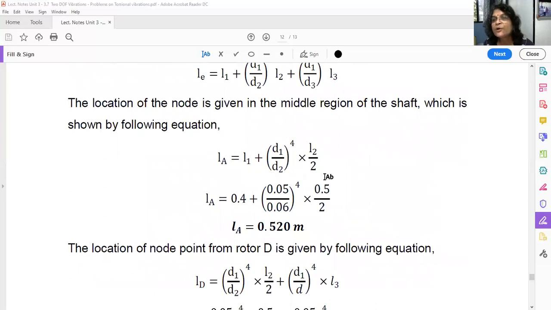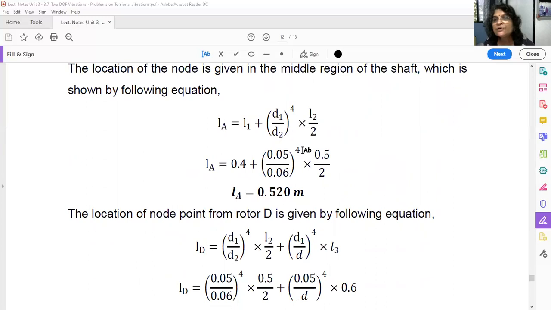Now everything is known to you: L1, D1, D2, L2. Find out LA. Now this LA you have found out in the equivalent system. So the location of the node point from rotor D is given by the following equation. Now LA you have found out.